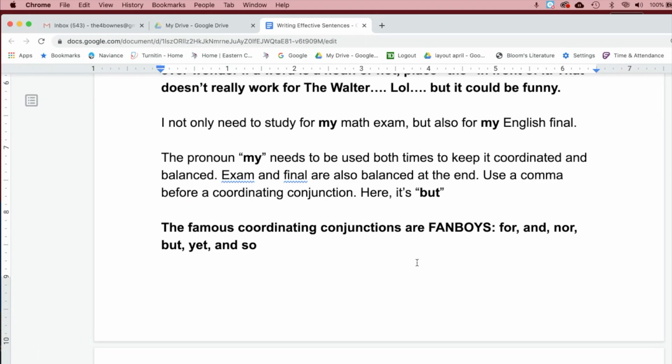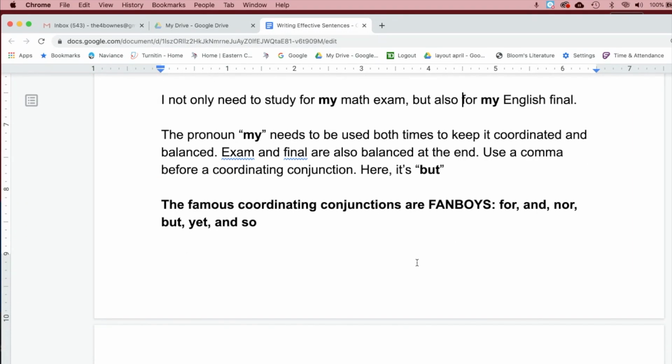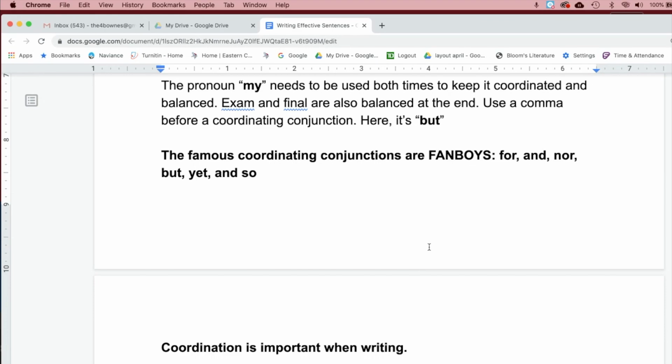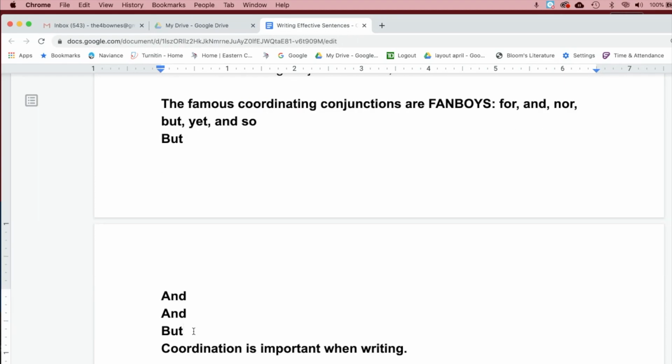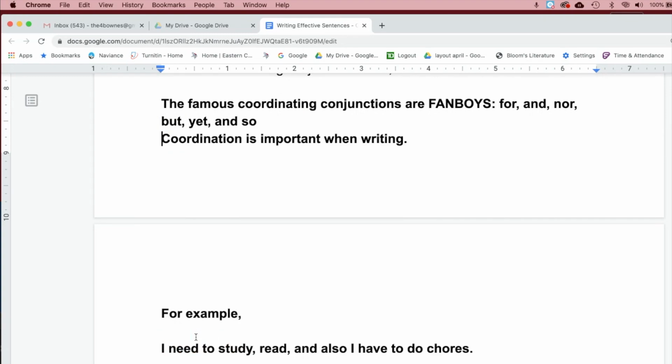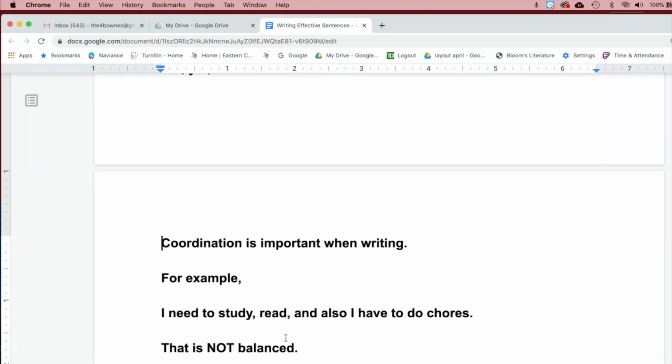All right, the famous coordinating conjunctions are the FANBOYS. You probably remember that back in elementary school, or "Conjunction Junction, what's your function?" For, and, nor, but, yet, so. This is something you do all the time: you begin every sentence with "but" or "and." Sometimes I see "but" beginning sentences 7, 8, 9 times in a paragraph. I mean, it's crazy. Just guys, don't do that. In informal writing you can get away with that a little bit, but in formal writing, definitely not, all right?